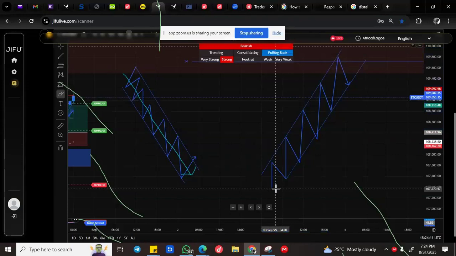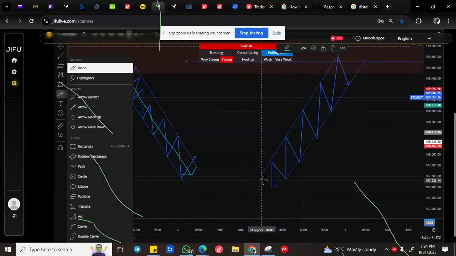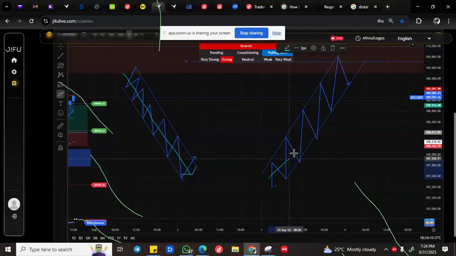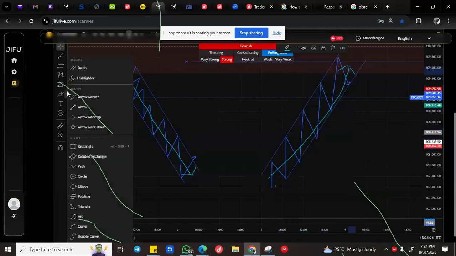I'm going somewhere, just pay attention to this. This is going to the upside. Bullish, right? Now let's do a consolidating structure as well.